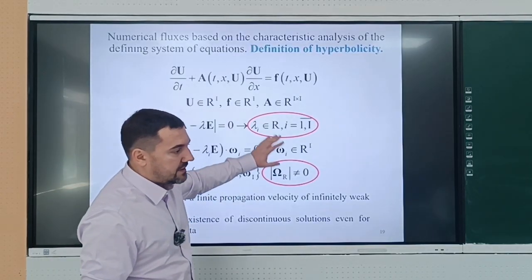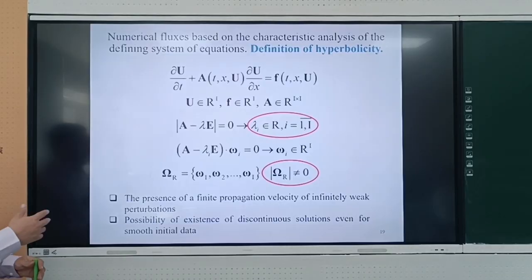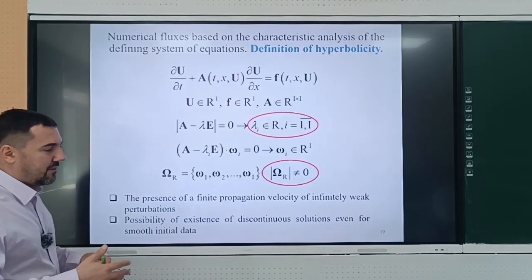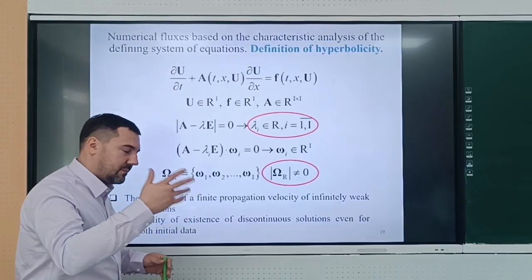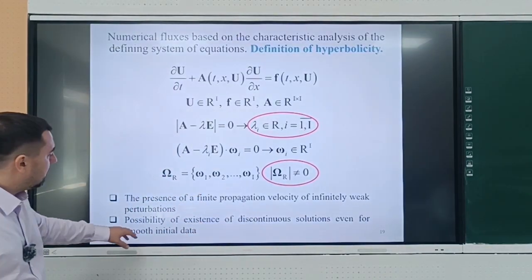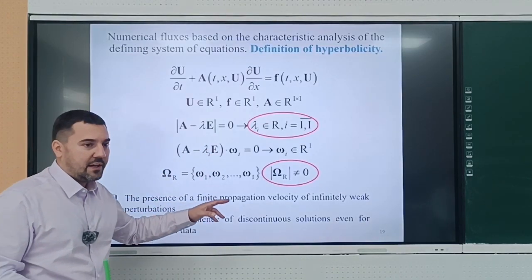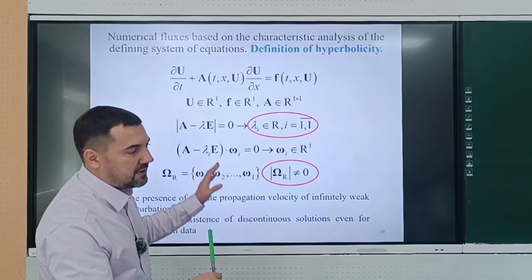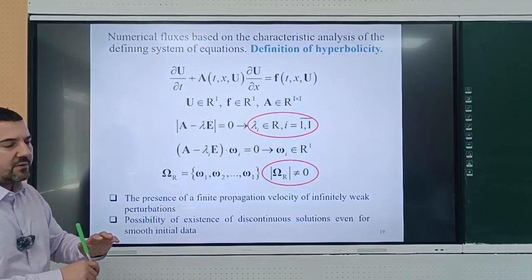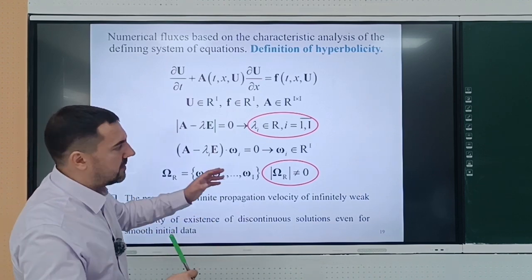So if you have a system with such properties, it means that in this system you will have disturbances like sound waves in gas, the possibility of existence of discontinuous solutions even for smooth initial data, the mechanism of formation of shock waves, gradient catastrophe. So all these things that we discussed for the scalar conservation law: expansion waves, compression waves, formation of shocks, and so on and so forth.